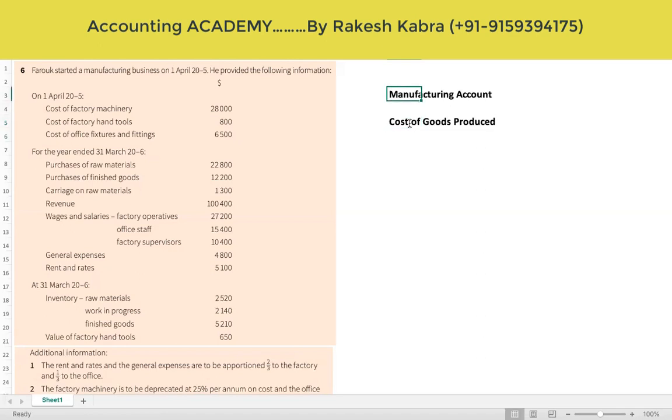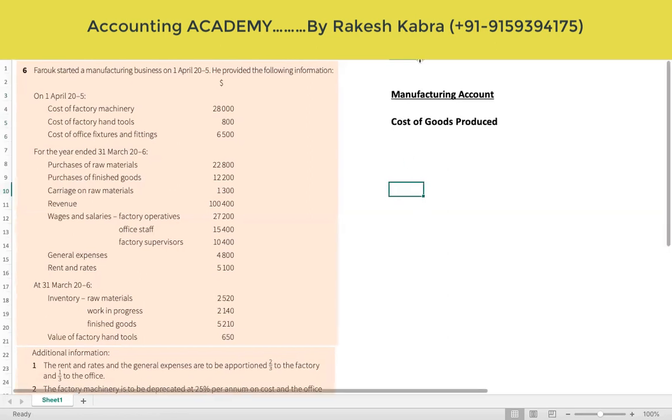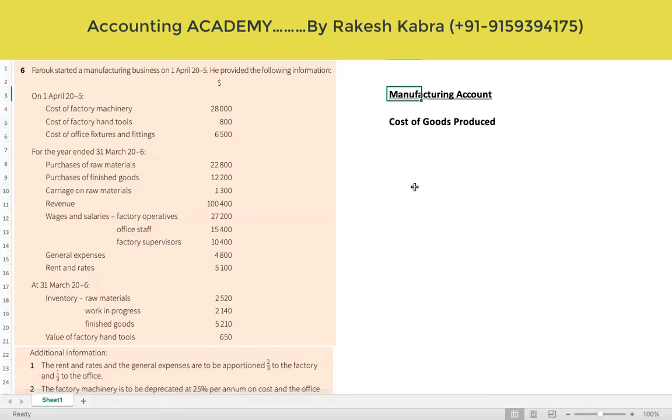Because they are not buying goods from outside and selling to customers. Those businesses are known as trading businesses, buying and selling to the customer. But here, we first manufacture the product, and that manufactured product we sell to the customers. Understood? So those types of businesses prepare a manufacturing account.